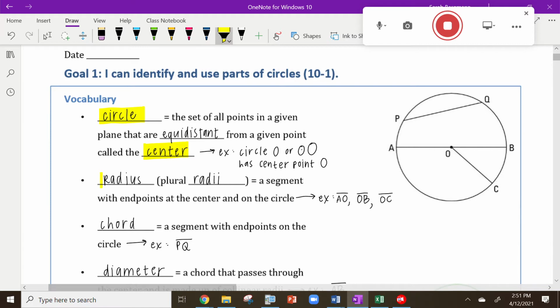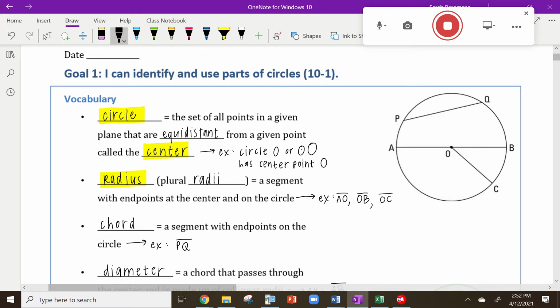Next, we have the word radius. The plural of this is radii. It's a segment with endpoints at the center and on the circle. So for example, one of the endpoints has to be the center, the other endpoint has to be on the circle. So for example, we have segment AO, segment OB, or segment OC. Those are all examples of a radius for the circle.